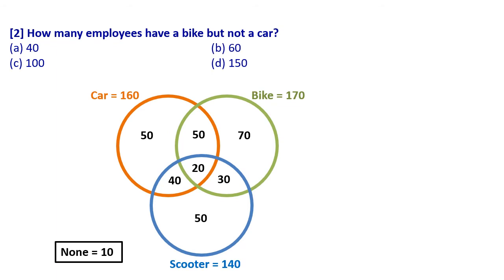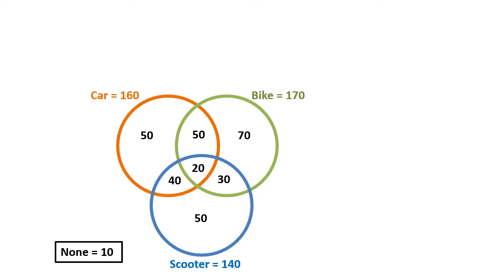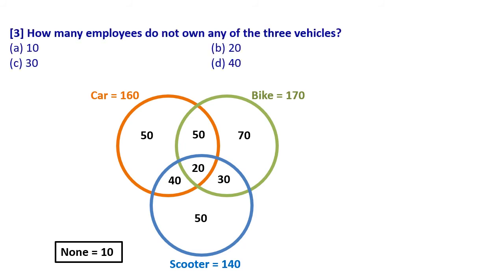Question number 2. How many employees have a bike but not car? Well, that is equal to this 70 plus 30. We will consider out of 4 values in the bike circle, 2 values which are outside the car circle. That is 70 and 30. The answer for this question is option C, 100. Question number 3. How many employees do not own any of the 3 vehicles? Well, that is equal to 10.